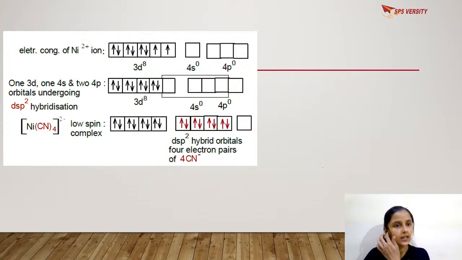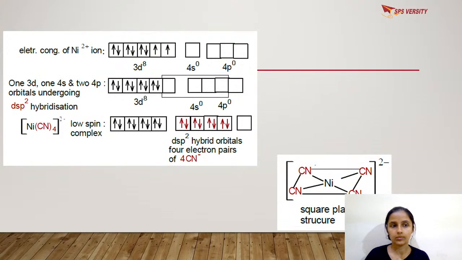Then the next example which we have is tetracyanidonickelate(II).